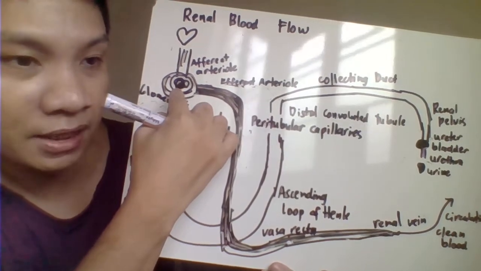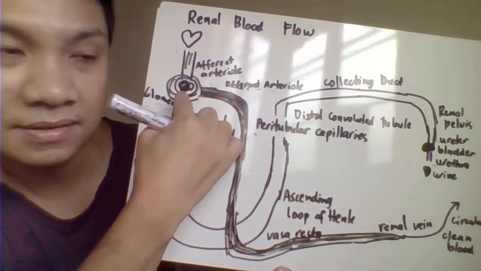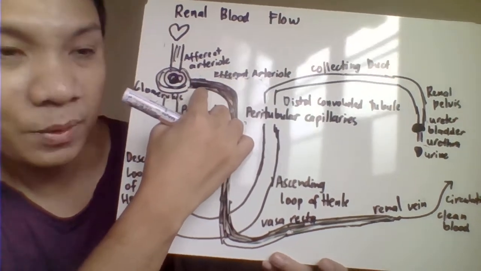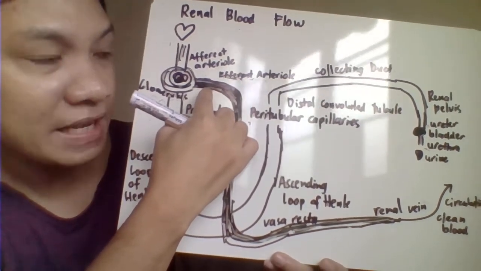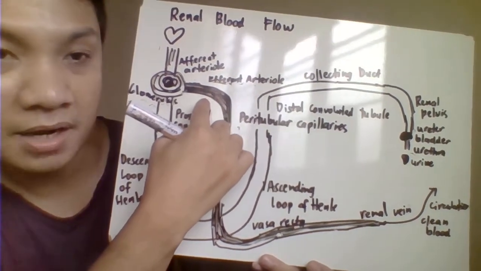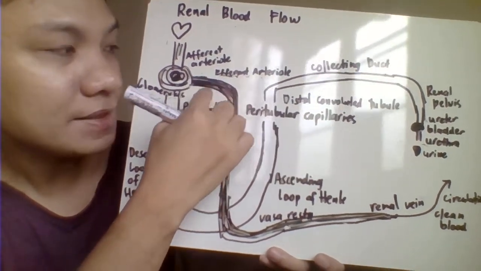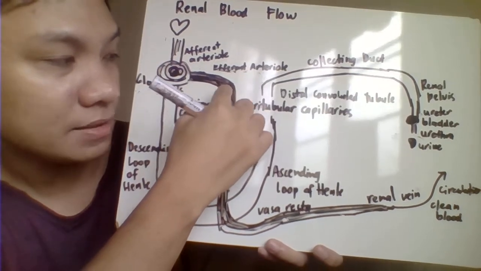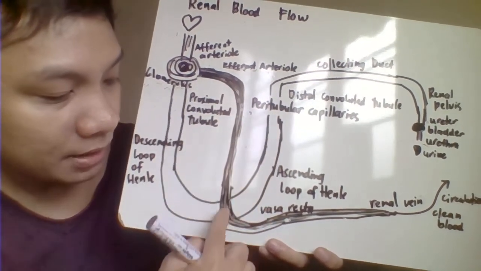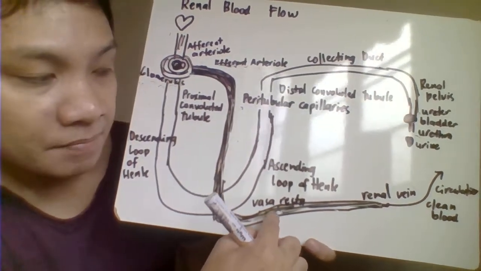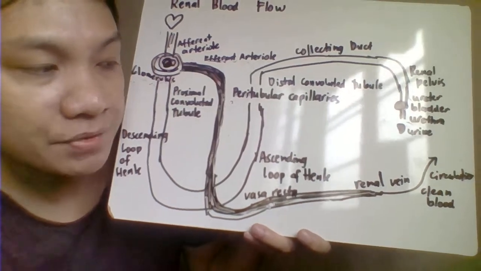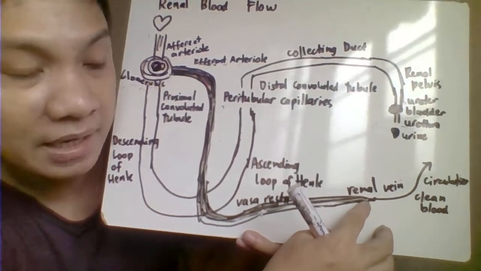ng filtration. Lahat ng substances na hindi ma-filter ng glomerulus, lalabas siya dito with another blood vessel, which is your efferent arteriole, meaning to say that substance is still part of your blood. And that substance, together with the blood, flow here in the peritubular capillaries, papadaan dito sa vasa recta, then eventually, it will be returned to your blood circulation by passing through your renal vein.